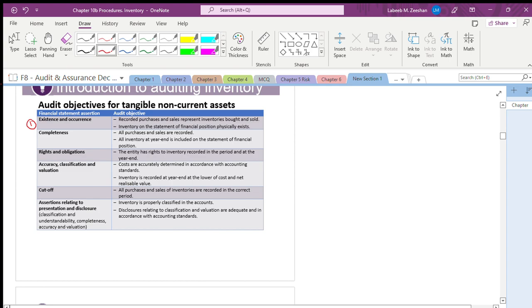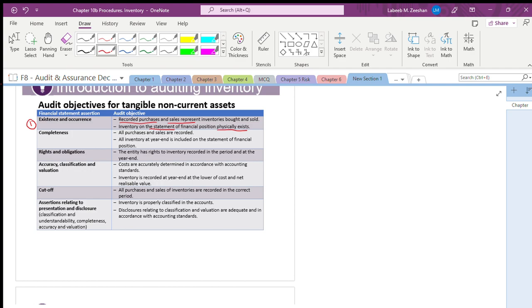Existence should be there. The inventory has to be there. What we have recorded, what we have purchased and what we have sold. What is there in the statement of financial position and what physically exists. Now this is occurrence, existence. The inventory has to exist. Then only it makes meaningful understanding.